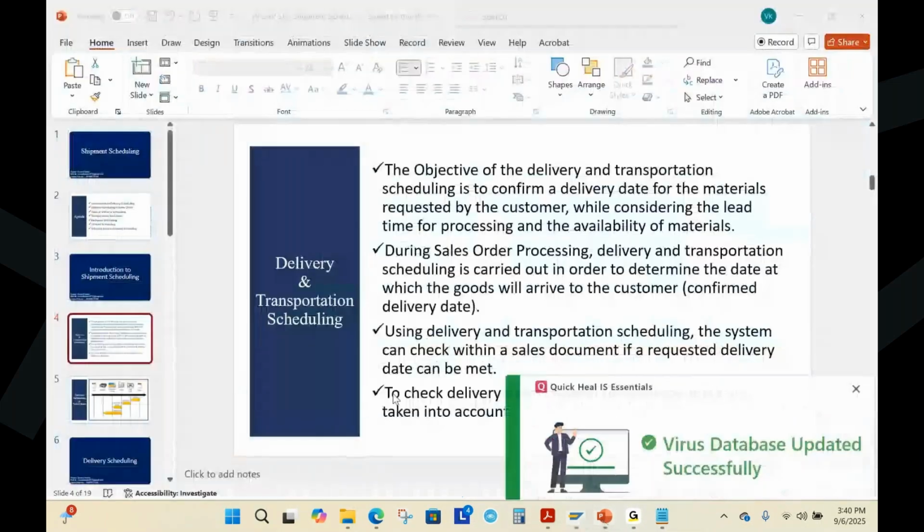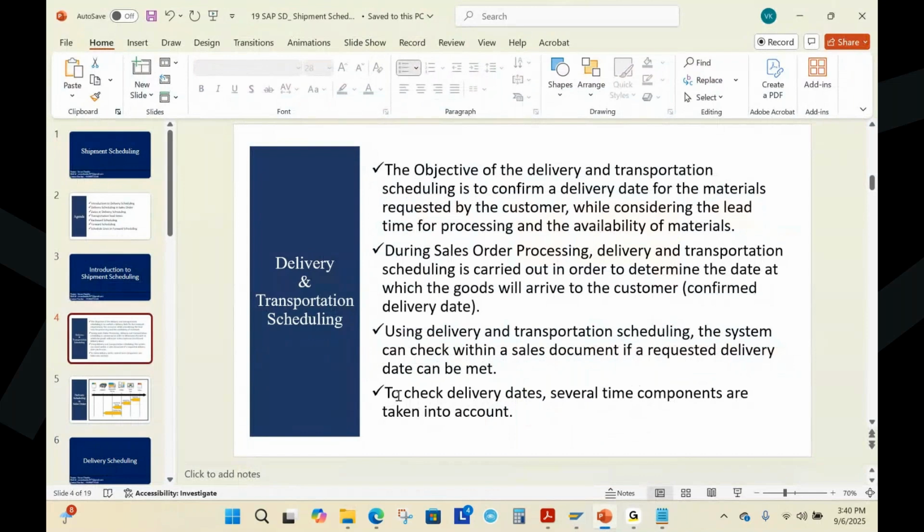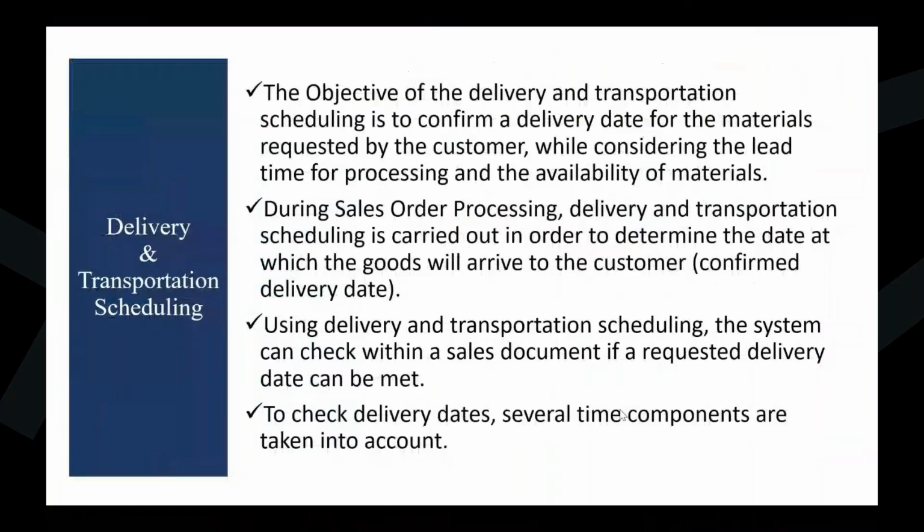To check delivery dates, several time components are taken into account, which we will discuss shortly. So when the system checks for the delivery date, it will take into consideration several time components like pick pack time, loading time, transit time. All those time components are taken into account. We will discuss all those time components in detail.